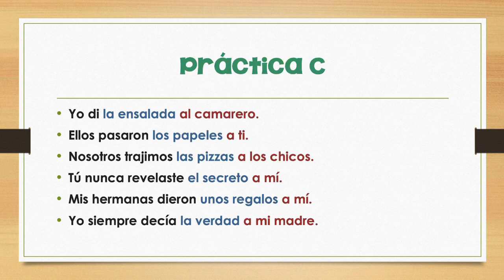All right, now it's your turn to try the exact same sentences we've had. Now you're making them really, really short. You're going to replace the blue part with a DOP and the red part with an IOP.